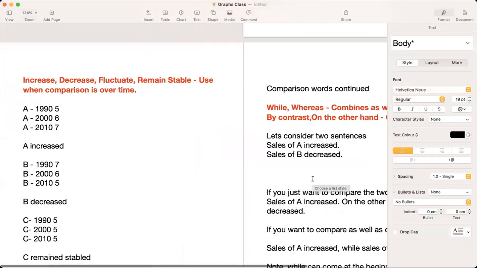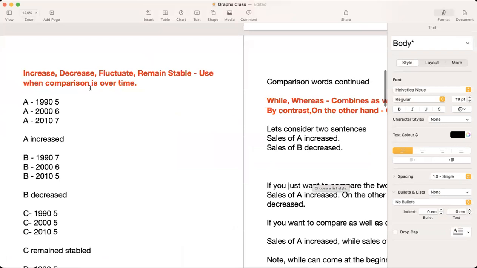The next word I want to clarify is increase, decrease. When do we use them? When the comparison is over time. For example, we have one person only, A, and we have multiple years given. There's a time period given. So in 1990, he scored 5, in 2006, in 2010, 7. So it's increasing. That's why we say increase. It's happening to him. His bands are increasing.